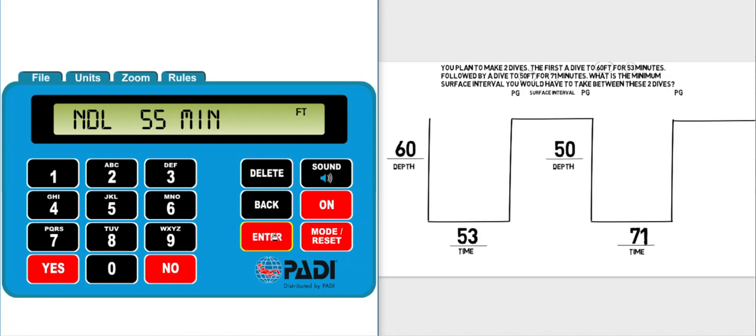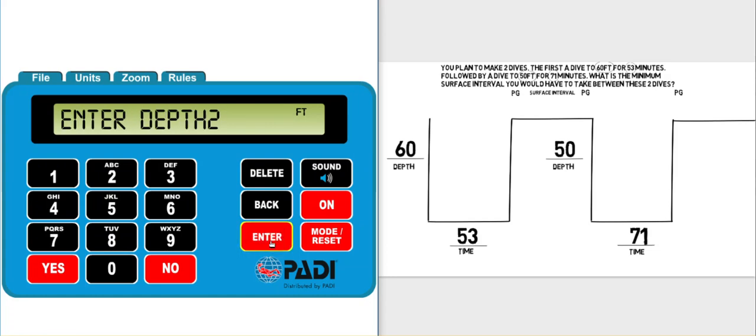Useful information when planning, but we already know how long we want to spend. It's given to us in the question. It's 53 minutes. So to move on, I can press the enter button when it will now ask me what is my actual planned bottom time. ABT1 stands for actual bottom time dive 1. So I will enter in the 53 minutes, and it's going to warn me that I would need to do a safety stop on this dive of 3 minutes. So I don't need to worry about that to answer the question.